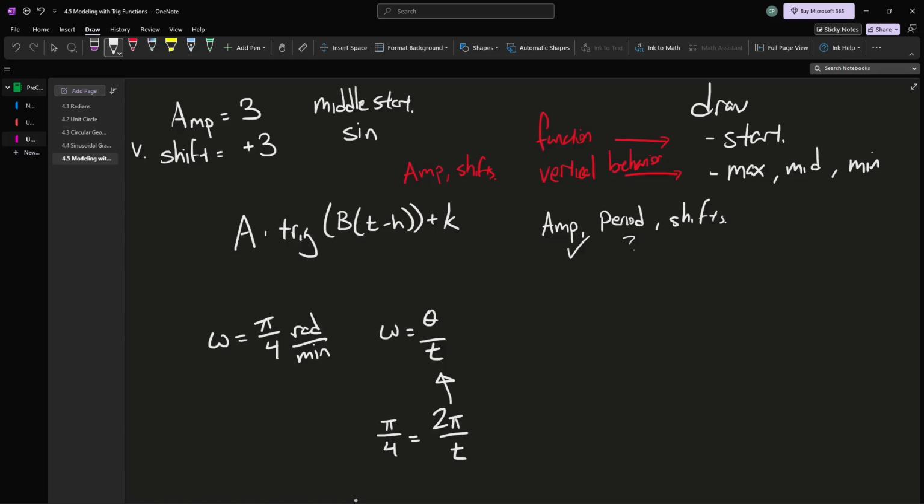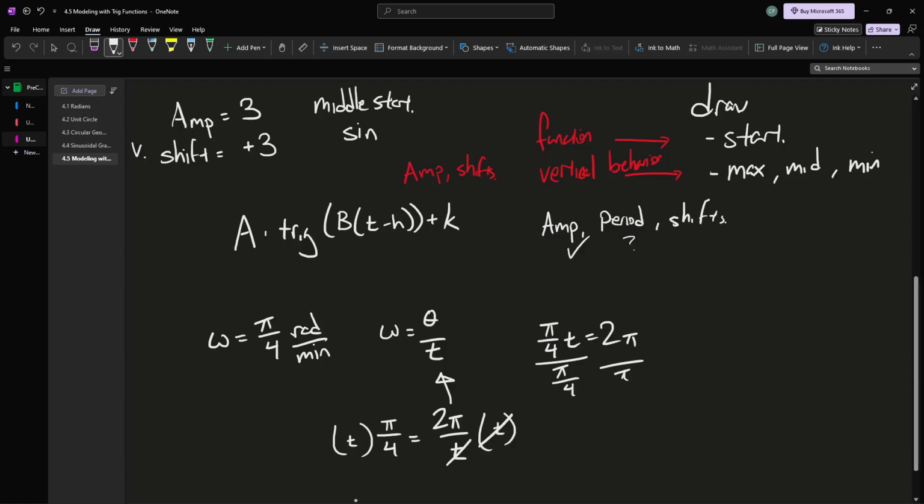Now at this point, we can solve for t, and you can solve any way you can, but I'm going to do the most basic way. I'm going to multiply both sides by t, solving t like a variable. So pi over 4 t equals 2 pi, because these t's cancel out. Now divide by pi over 4 to get t equals 8. My period equals 8. My amplitude equals 3.